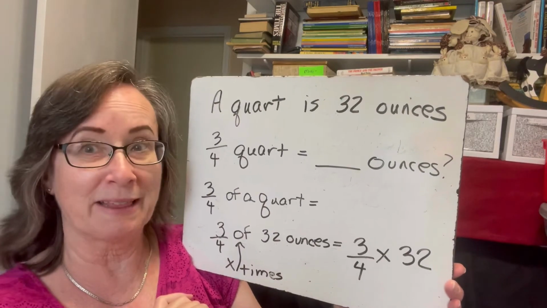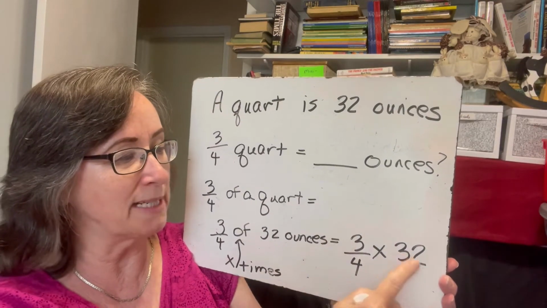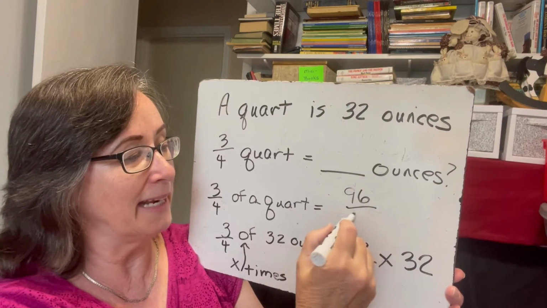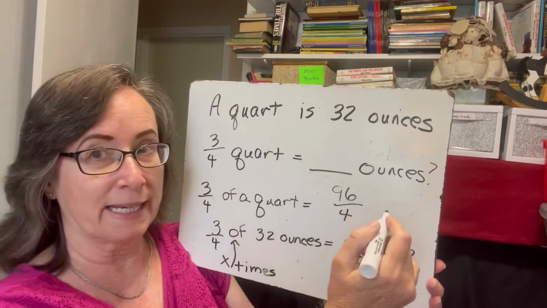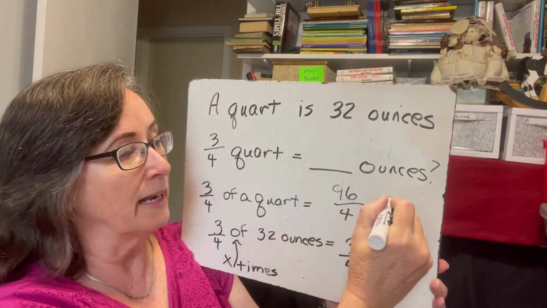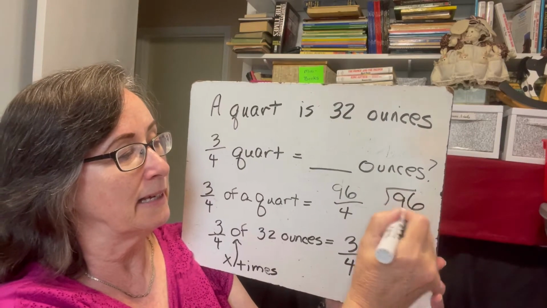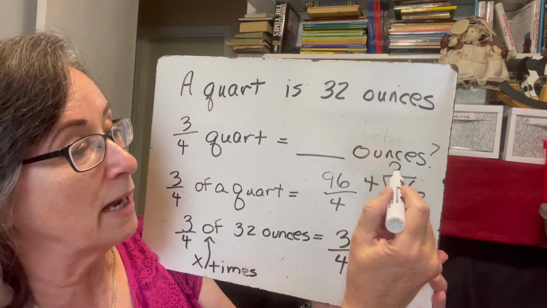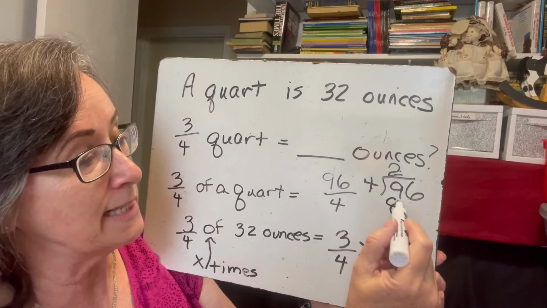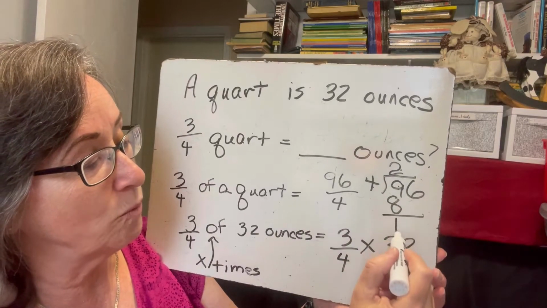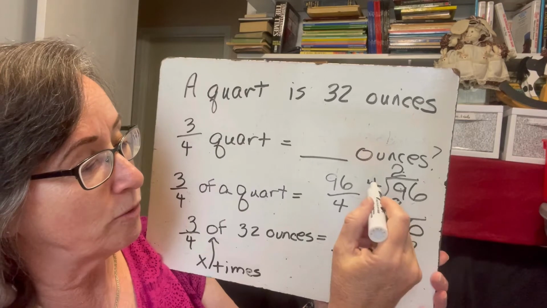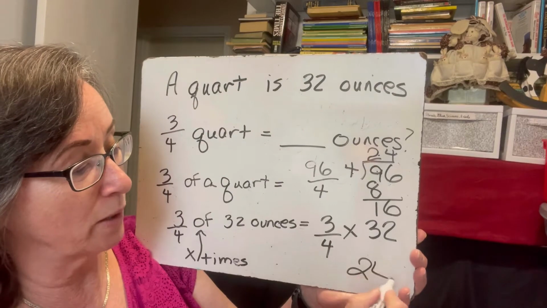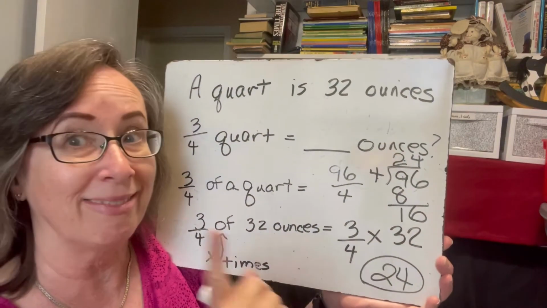Let's see if we get the same thing both ways. 3 times 32 is going to be 96. And 96 divided by 4, we got to get our thinking caps out. 4 into 9 goes 2 times. 2 times 4 is 8. 9 take away 8 is 1. Bring down my 6. 4 into 16 is 4. Okay, so I get 24 as my answer when I multiply and then divide.